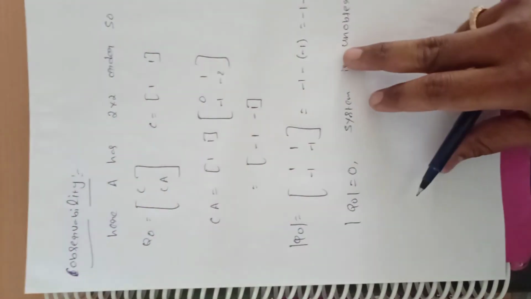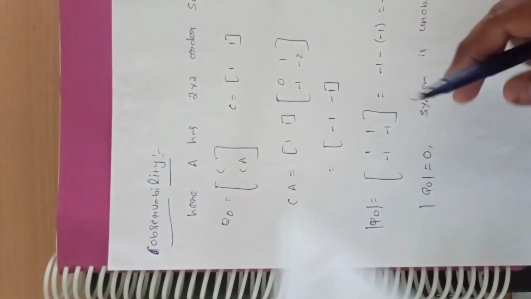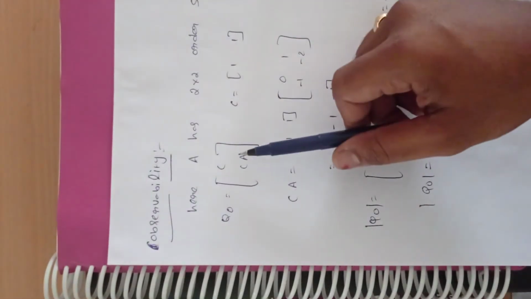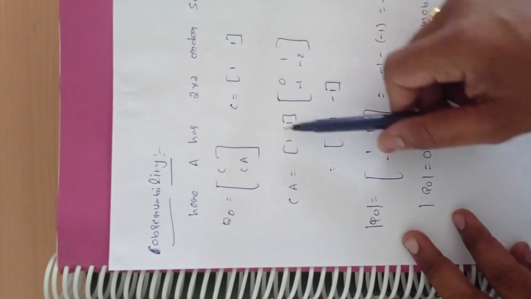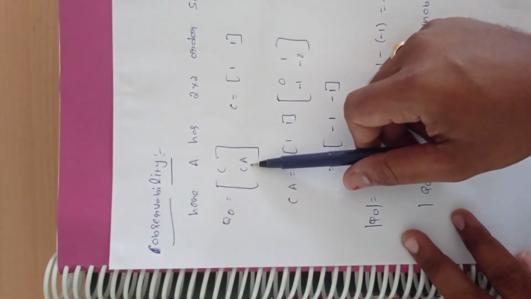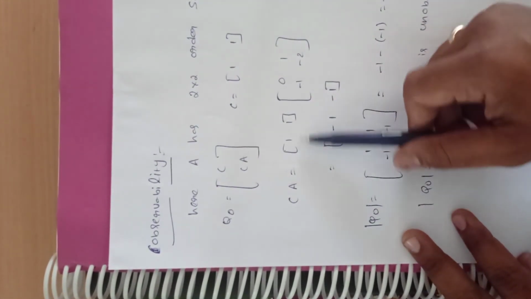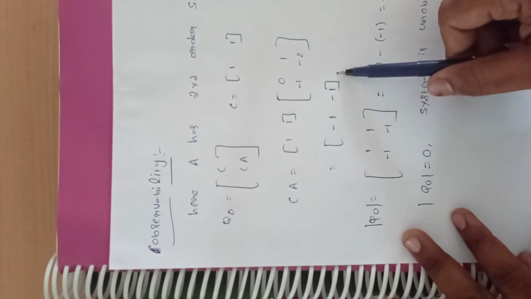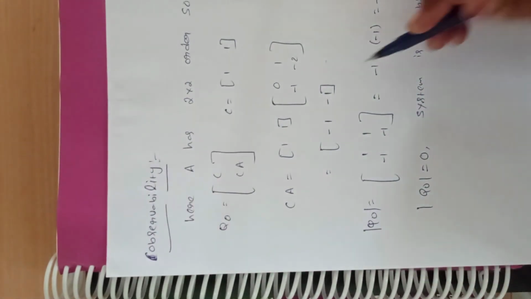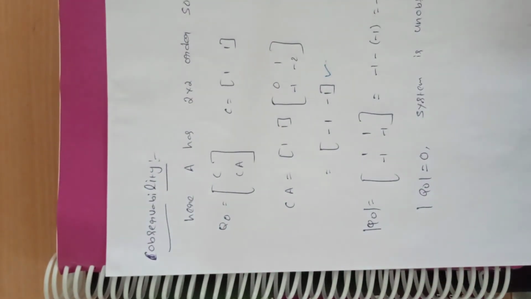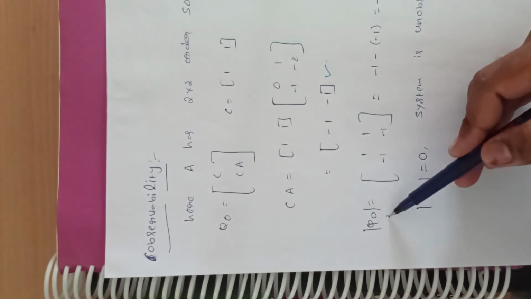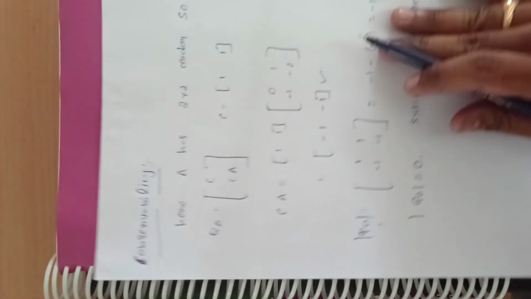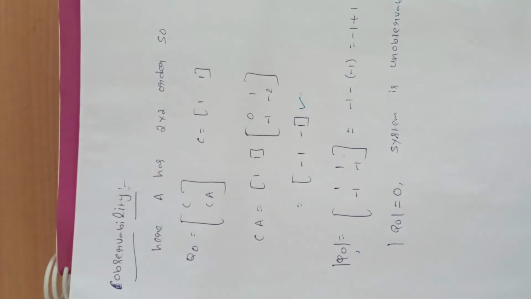In the same way, observability. In the given system, C value equals 1, 1. The first row is formed by C, 1, 1, and the second row by CA, C into A. You will do that and end up with -1 and -1. CA equals -1 and -1. Find the Q naught: 1, 1, -1, -1. Your determinant equals 0. Whenever the determinant equals 0, the system is unobservable.